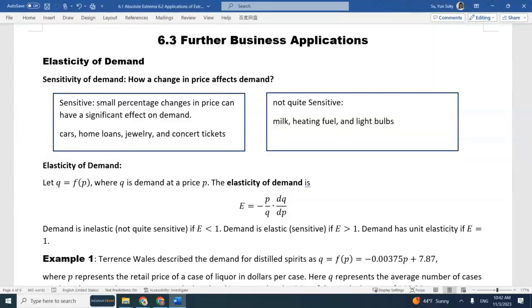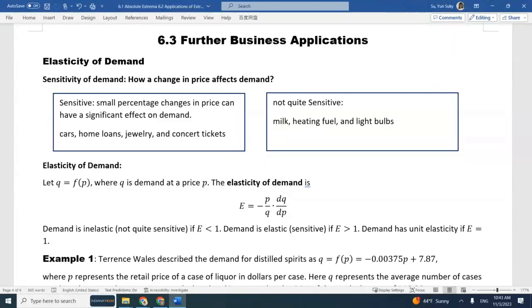Elasticity of demand. Let Q be f of P, where Q is the demand at a price P. So the demand depends on P; the demand is a function of P. Then the elasticity of demand is the following: negative P over Q times the derivative of Q with respect to P. Q is a function of P, here you take the derivative, and then you multiply by negative. So how I remember it, it's like negative reciprocal.